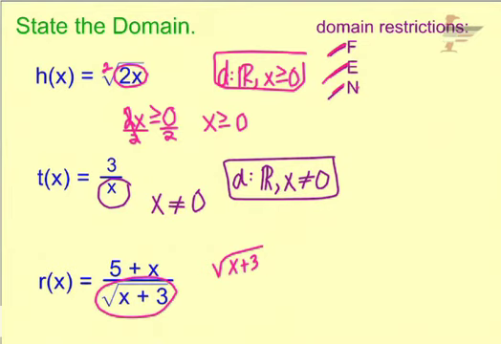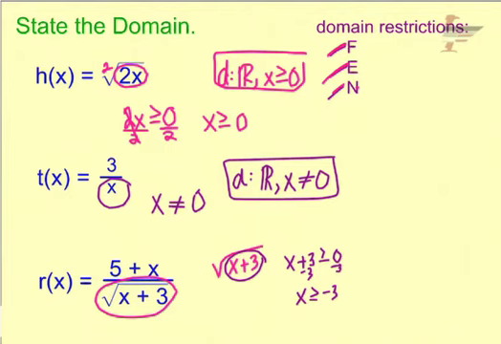So maybe I'll talk about the even root first, just because I want to. The square root of x plus 3. What we're taking the square root of, this x plus 3, has to be positive. So we'll say x plus 3 has to be greater than or equal to 0. What would x be if we subtract 3 from both sides? x has to be greater than or equal to negative 3. There's one restriction.